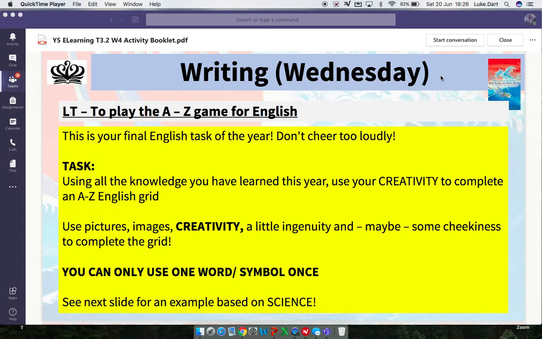This is the final activity of the school year for you, and the learning target is to play the A to Z game for English. Notice we say A to Z game, not A to Z. A to Z game for English. So this task, and it's the same for maths today as well, you need to use all the knowledge you've learned this year in English. Use your creativity to complete an A to Z English grid. Use pictures, images, creativity, little ingenuity, and definitely some cheekiness to complete the grid.